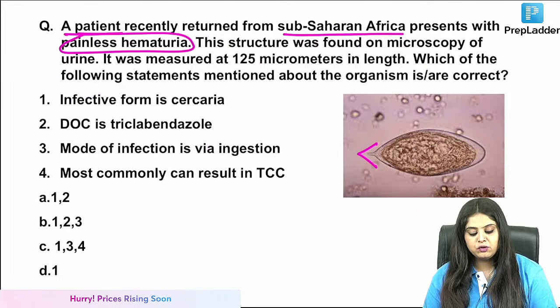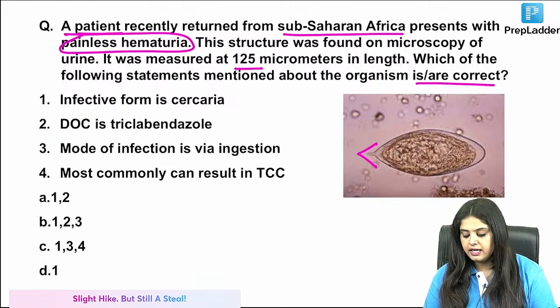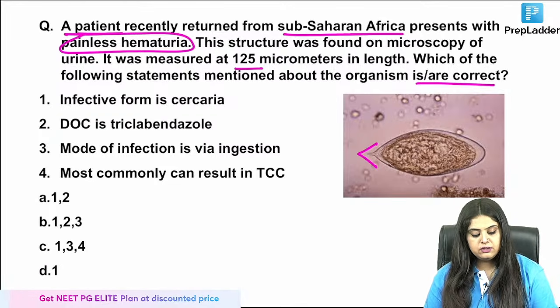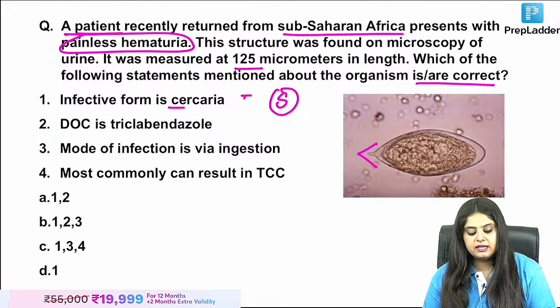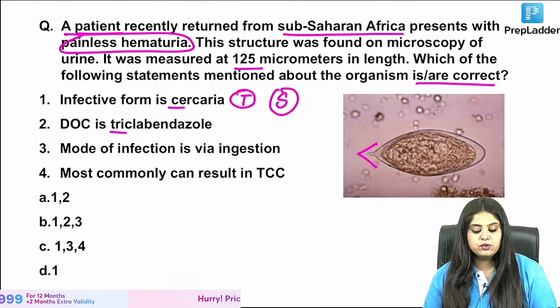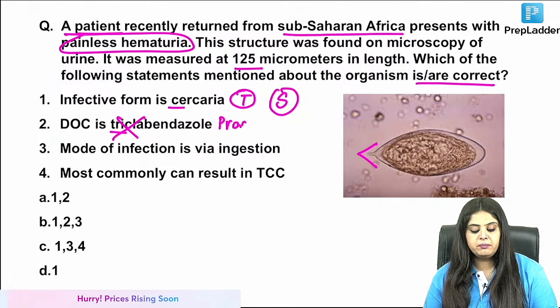Now we come to microscopy measuring 125 micrometers. Which of the following statements is or are correct, and what have you thought of it, guys? Okay, D you are saying. Tell me, if it is Schistosoma, is it going to be cercaria larva? That seems right. Is the drug of choice triclabendazole? No, it is going to be praziquantel.